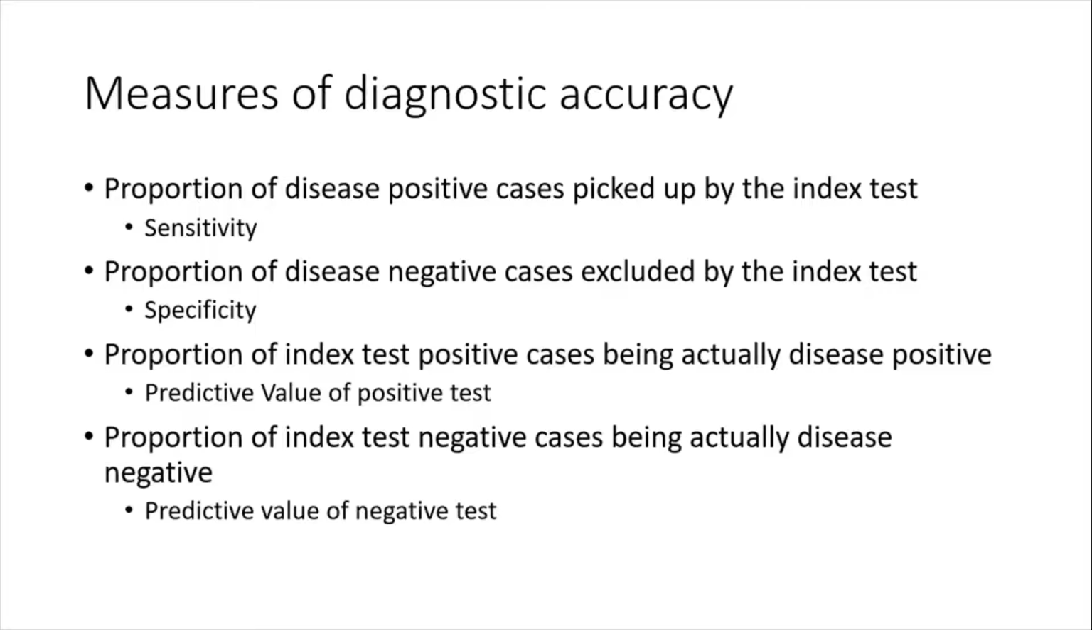Now, these are given special names. The proportion of disease positive cases picked up by the index test is called sensitivity. The proportion of disease negative cases excluded by the index test is called specificity. The proportion of index test positive results being actually disease positive is called the predictive value of a positive test. Many people call it the positive predictive value or PPV. And the proportion of index test negative cases being actually disease negative is called the predictive value of a negative test. Some textbooks refer to it as negative predictive value or NPV.